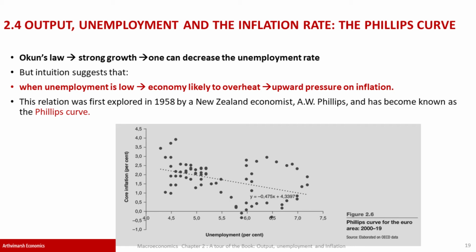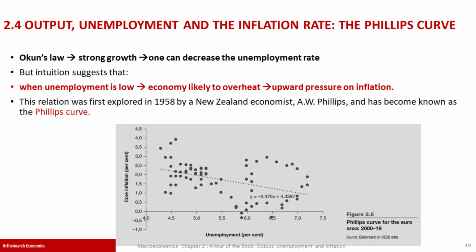This relation was first explored in 1958 by a New Zealand economist, A.W. Phillips, and has become known as the Phillips curve. The figure below is summarizing the same statement for the euro area between the period 2000 to 2019.